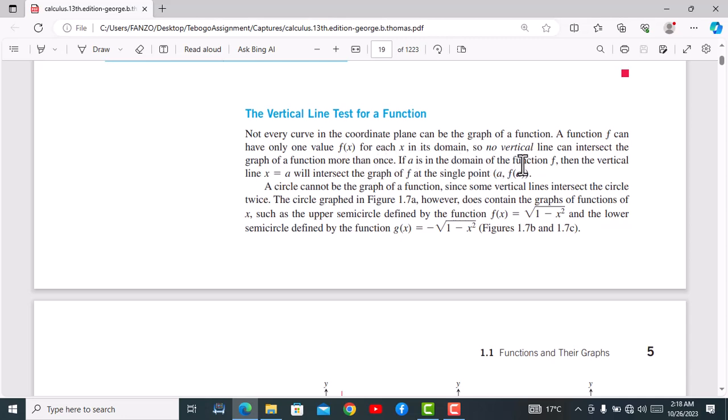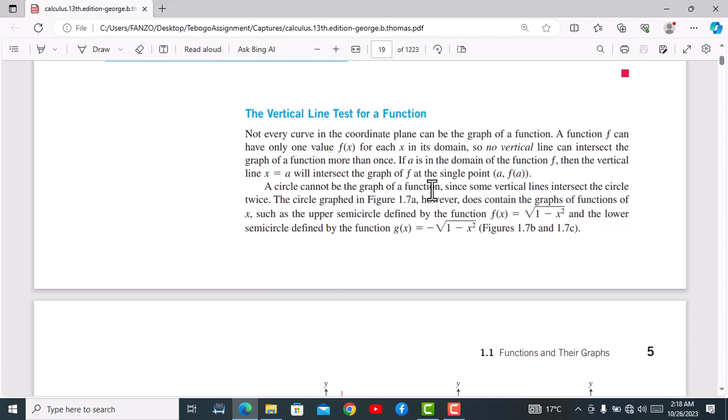Right, if a is in the domain of a function f, then the vertical line x equals a will intersect the graph of f at a single point. So you have the value of a, you have a machine f, and you are substituting the value of a in order to find the value of y. So for every value of x, there's only one value of f at a.